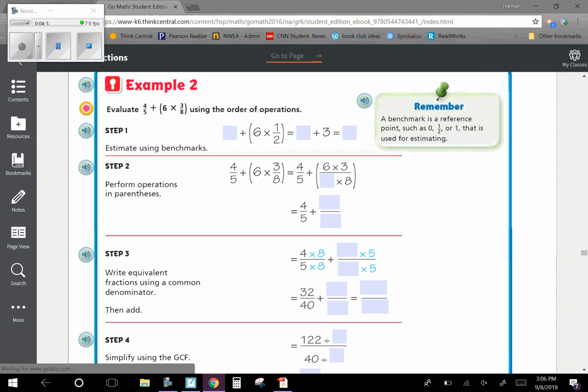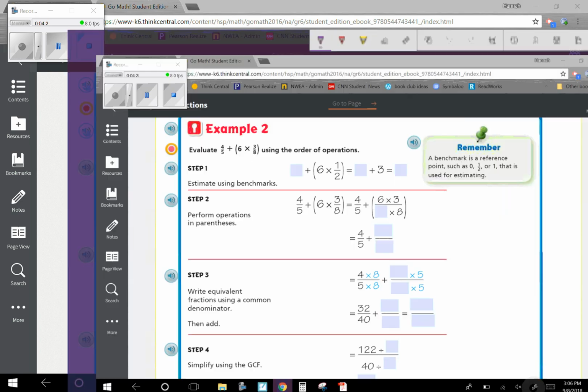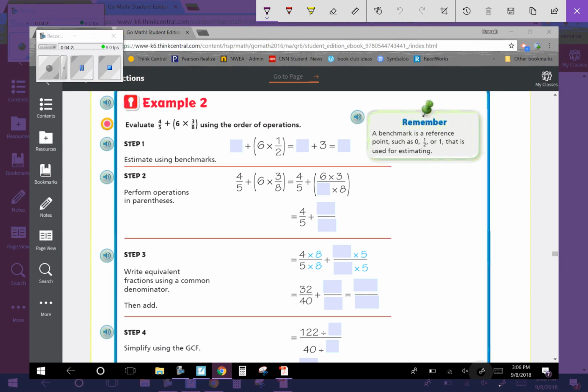All right, let's look at example 2. It says evaluate 4/5 plus 6 times 3/8 using the order of operations. So the first thing we're going to do is estimate using benchmarks. 4/5 is close to 1, plus 6 times 1/2. 6 times 1/2 is the same thing as 6 divided by 2. So that's 3. So 1 plus 3 is 4. So my estimate is going to be 4.